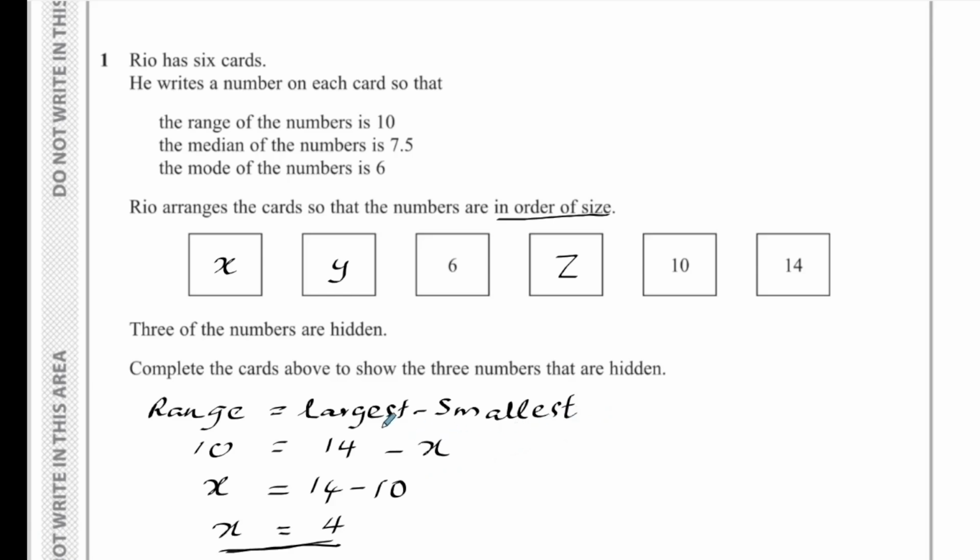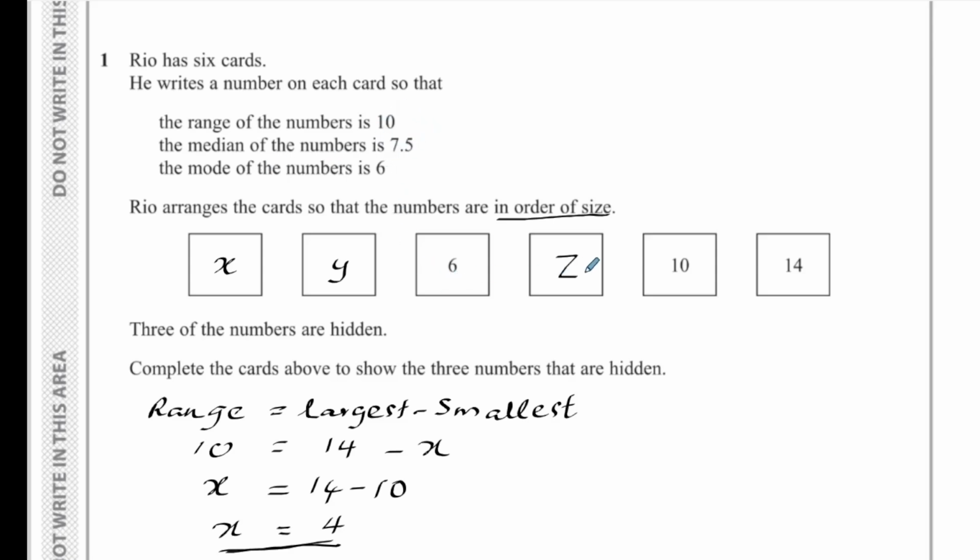Let's move on to this next card, which is Y or the Z. The median of the number is 7.5, and you've been given here the mode of the number is 6. So if the mode is 6, it can be either in this side or this side. You have to decide which side the 6 is to be put. In this case, since the median is given, median is 7.5.